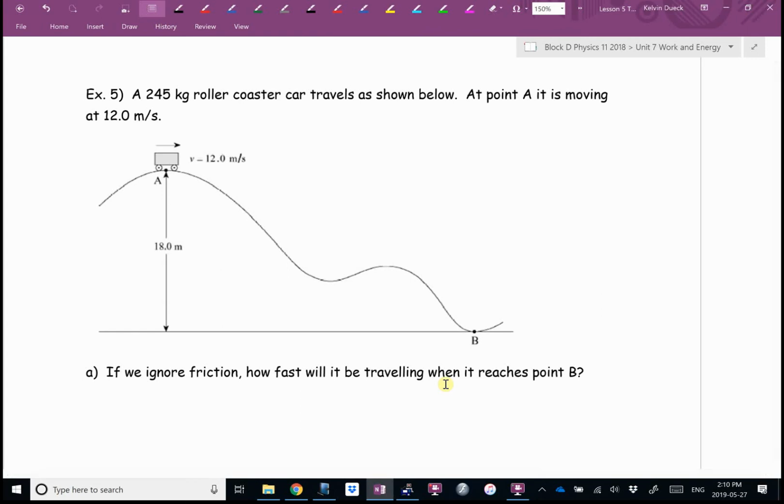Roller coaster travels as shown below. At point A, it's moving at 12 meters per second. So this time it's not starting at rest, which is a bit more realistic because when you come over that first hill, you do have some speed from the rope. That's gravity. We looked at that, but we'll come back to it.